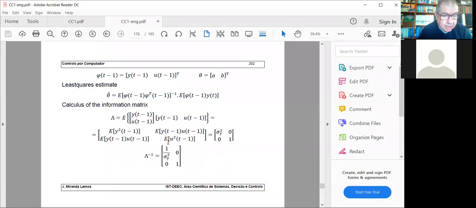Now, this term here, the expectation of u squared, again, it's a number, but by assumption, I'm using a random sequence of u with power 1, such that the expectation of u squared is 1. So I put there a 1. Okay, I could have used any other number, but let's assume it's 1.